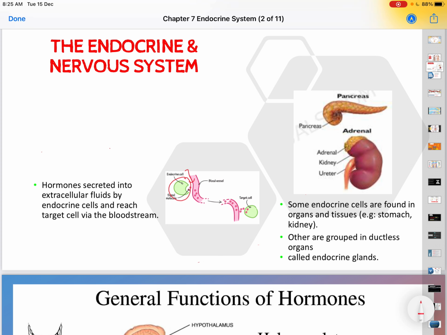Okay, some endocrine cells are found in organs and tissues, for example, stomach and kidney. And the others are grouped in ductless organs. Ductless organs such as pancreas, thyroid, ovary, or testes, and they are called endocrine glands.